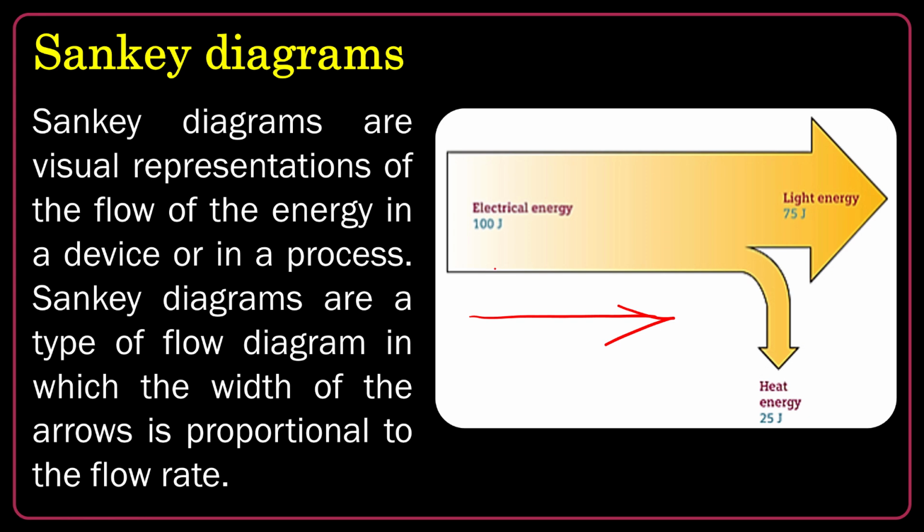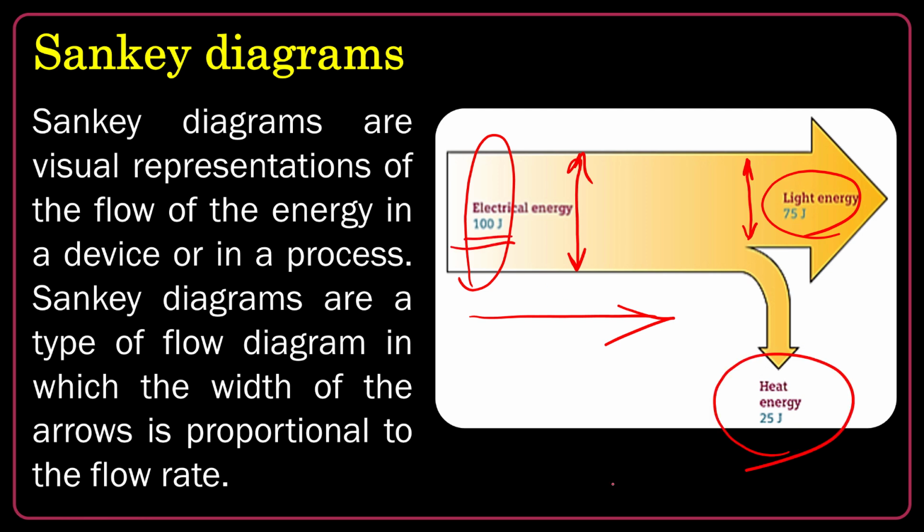Let's say the total energy in for an electric lamp is 100 joules or 100%. This is the width of the total energy in. Here I have the useful energy, usable energy. The width of the arrow is proportional to 75 joules, smaller than 100 but larger than this degraded energy, the lost energy, 25 joules. You see the width of the arrow is smaller. This is why we say they are drawn to scale.